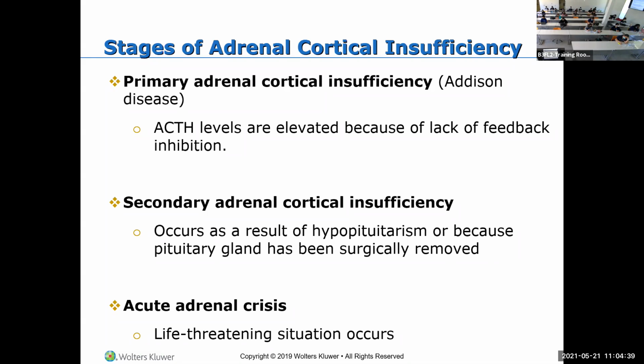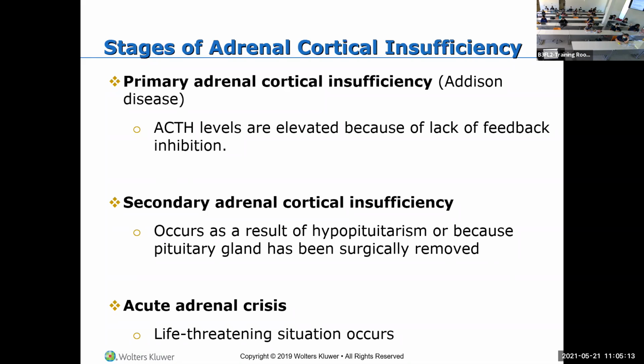Secondary adrenal cortical insufficiency occurs as a result of hypopituitarism. Remember primary, secondary. It occurs as a result of hypopituitarism or because the pituitary gland has been surgically removed. Because of a previous condition, they removed the pituitary gland and now the patient is suffering from secondary adrenal cortical insufficiency.